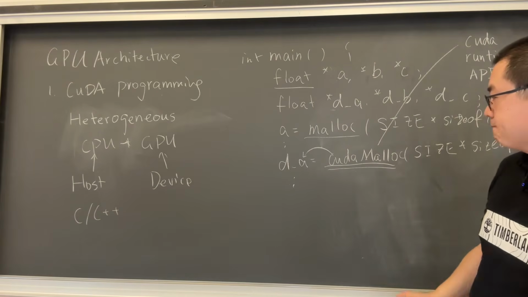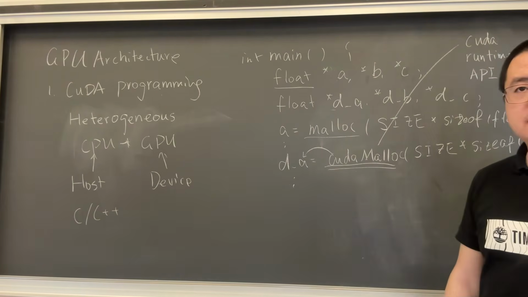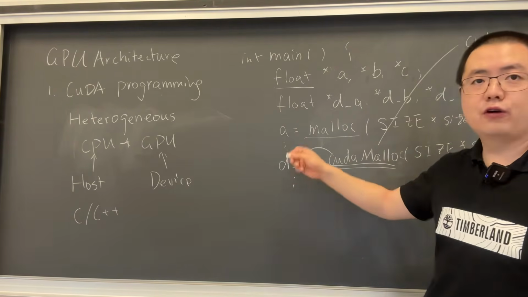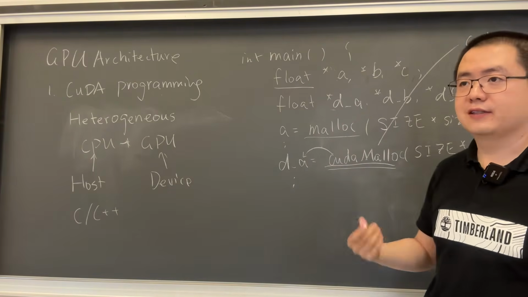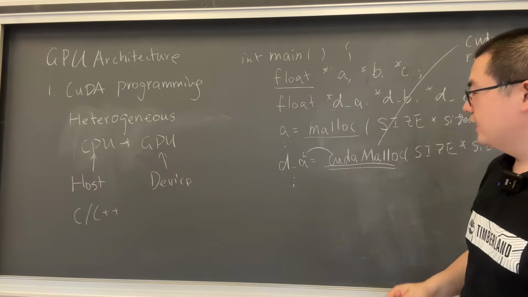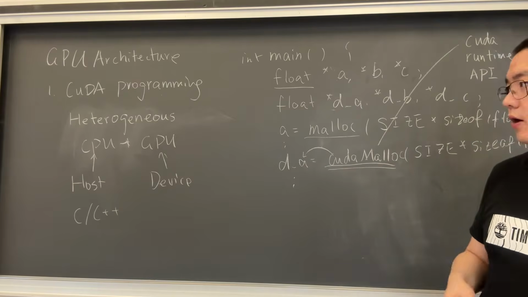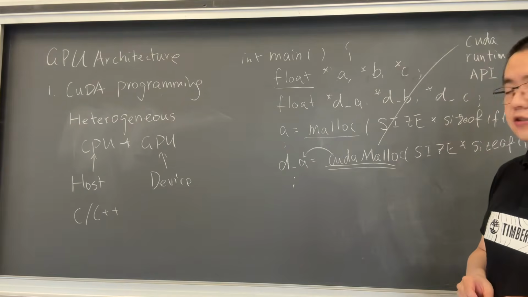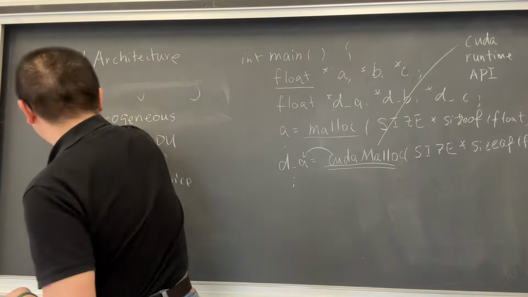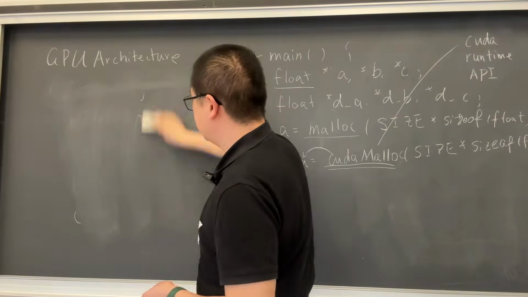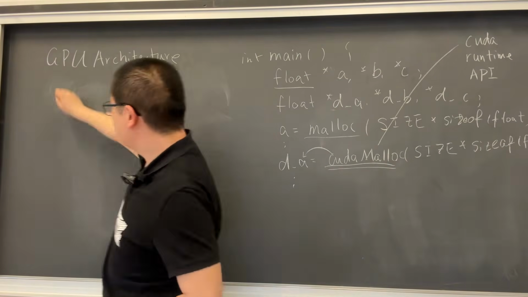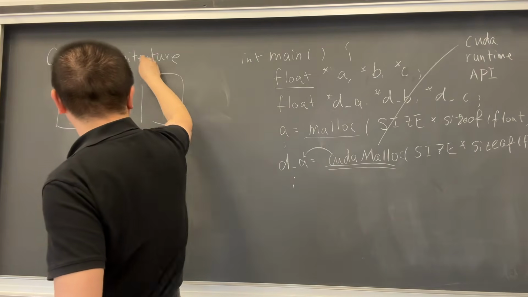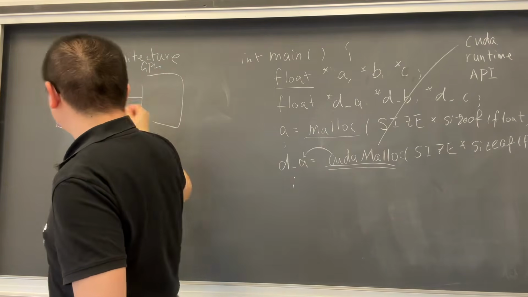Okay, then assume DA, DB, and DC are also allocated, and we use a for loop to set A's values and B's values, right? Just assume there are some values there. Then to make it work, we need to copy the data from the CPU to the GPU side. Right? CPU and GPU are two different devices, and they're connected using something like a PCIe network. So this is the CPU, and this is the GPU, and they're connected with some sort of network.